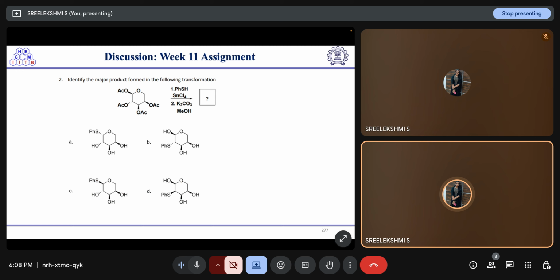Now moving to the second question, identify the major product formed in the following transformation. So this particular compound upon treatment with thiophenol and SnCl4 in the first step and then with K2CO3 methanol, which product can form? So four options are given here, out of these which will be the correct answer.